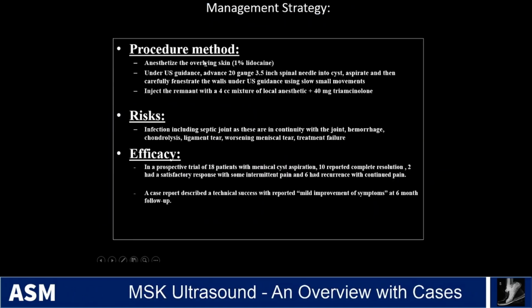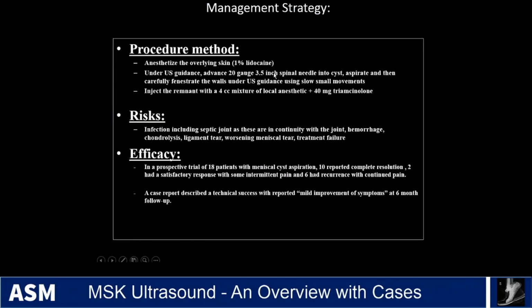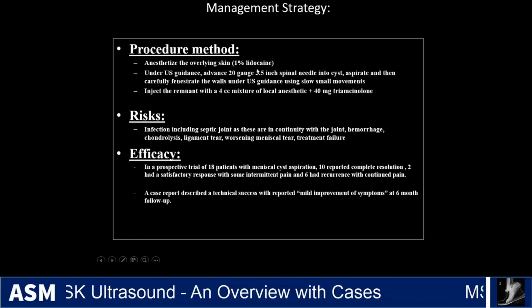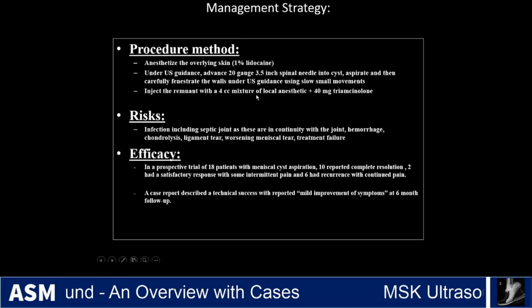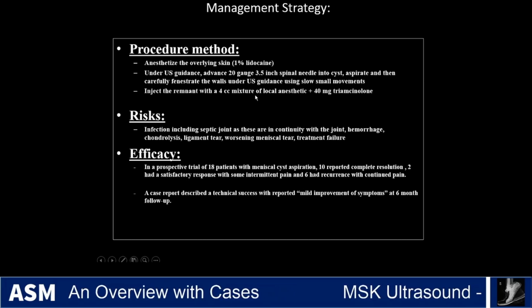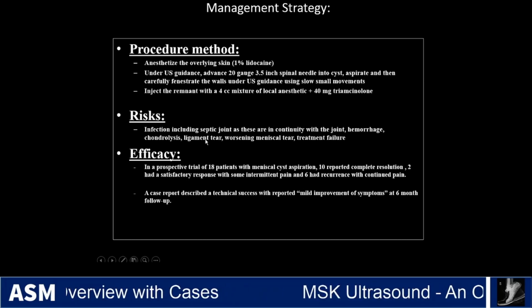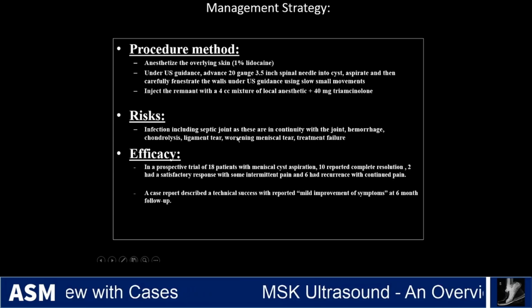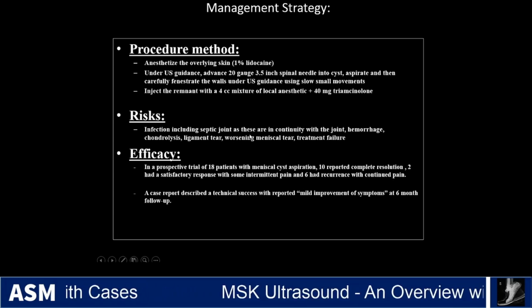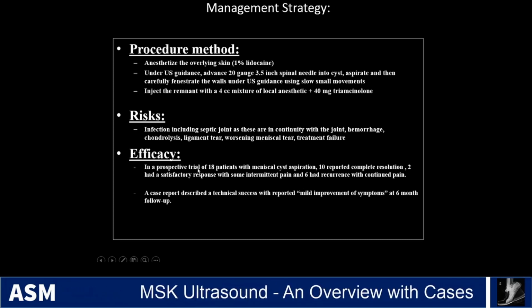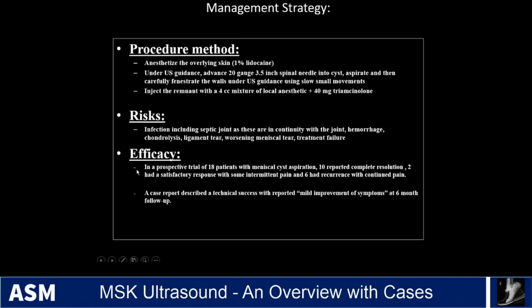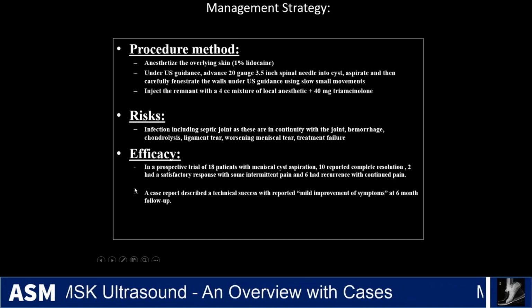The procedure: sterile technique, ultrasound guidance, go into the cyst. You may not need to use a 3.5 inch needle, it depends on how much tissue is overlying this area, and then inject the remnant with steroids and local anesthetic. The risks associated with this, and keep in mind, just like the other cases, if this is due to a meniscal tear, it's not going to fix the meniscal tear, so this potentially can reaccumulate. And here's just a little bit on some of the papers talking about the efficacy of this procedure.